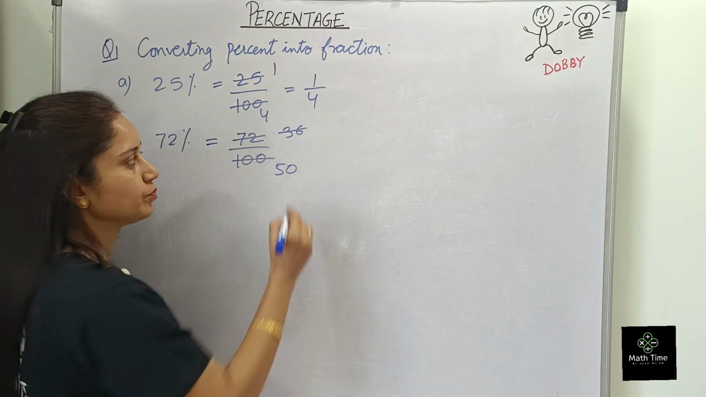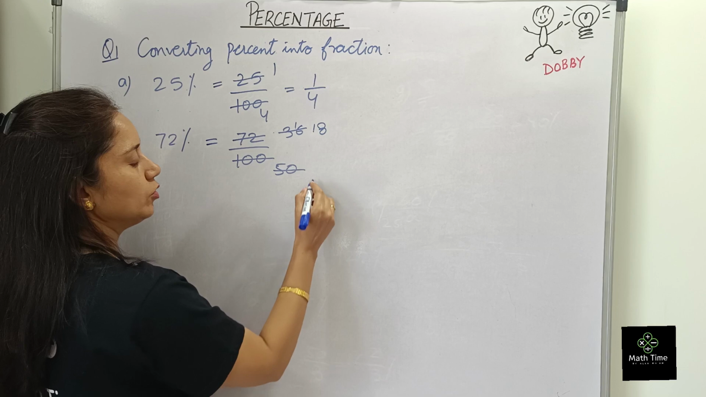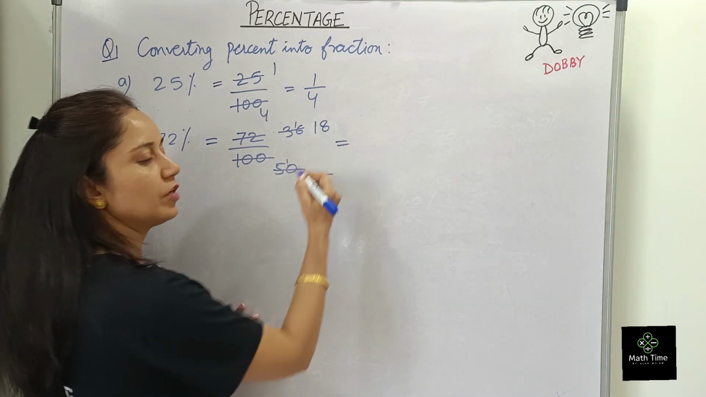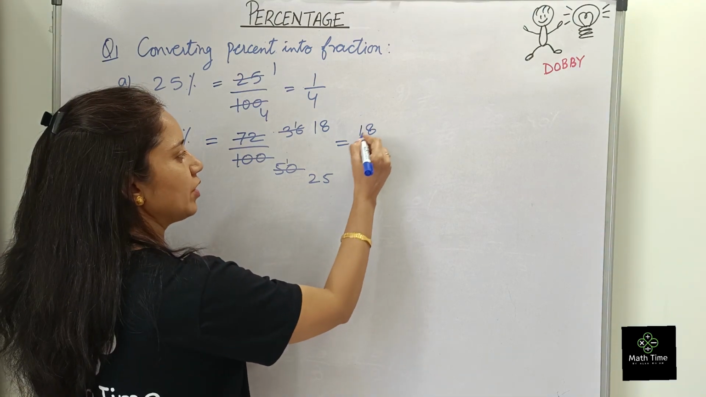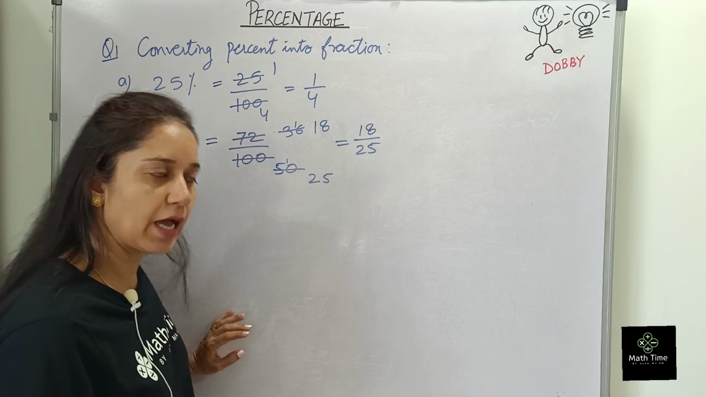Again table of 2. 2 1s are 2. 1 left. 2 8s are 16. 2 2s are 4. 1 left. 2 5s are 10. So yes, now no more further cuttings possible. 18 and 25 does not come in any common table. So 18 upon 25 is the answer.